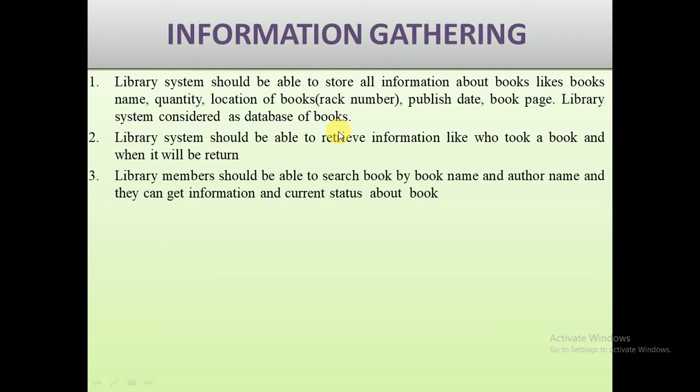And third, library members should be able to search any kind of book from the library. They can search by name, author name, and on the basis of page number, and they can get information about the book, like how many copies of the book are present in the library and the current status of the book.